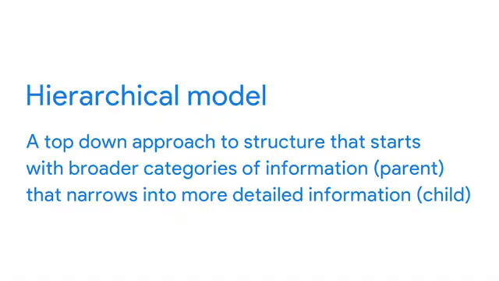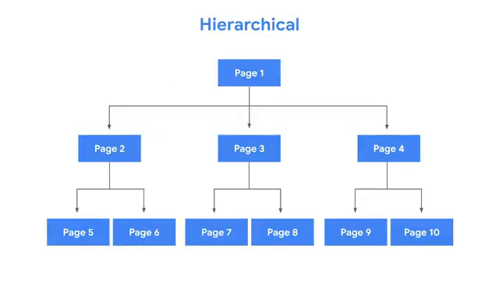Let's learn about them. The hierarchical model is one of the most popular website structures. It's a top-down approach to structure that starts with top-level categories of information, referred to as the parent level. Then content is narrowed into more detailed information, called the child level. This structure is very similar to a family tree, which is what the parent and child level terms are based on. The first page of a hierarchical website is the home page, where users start.